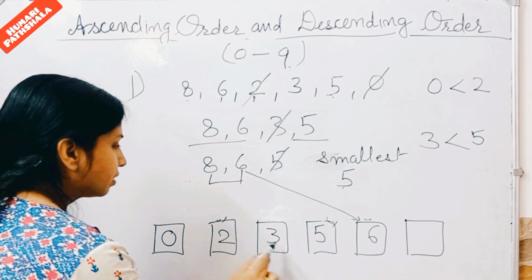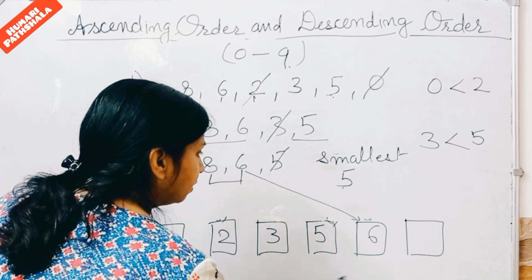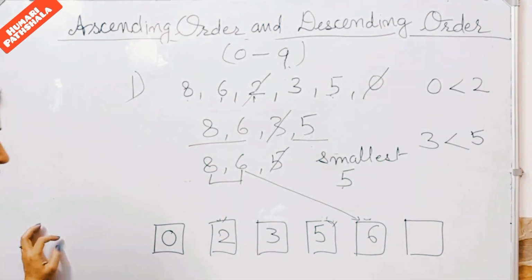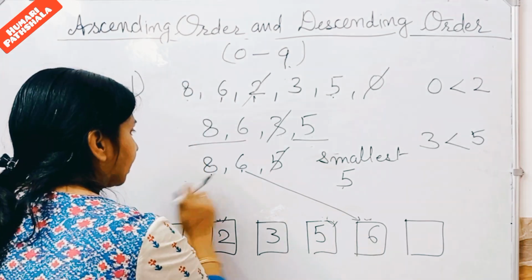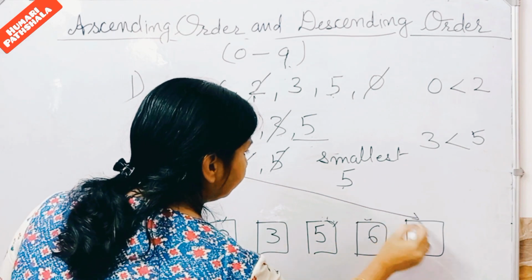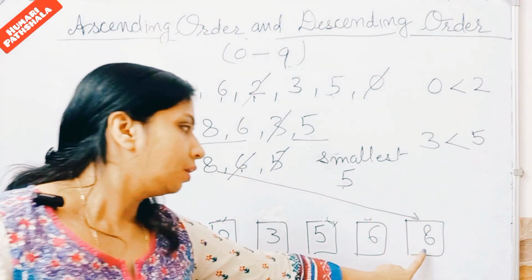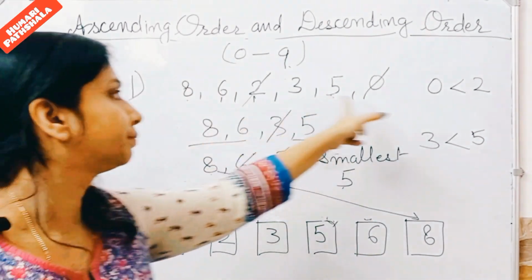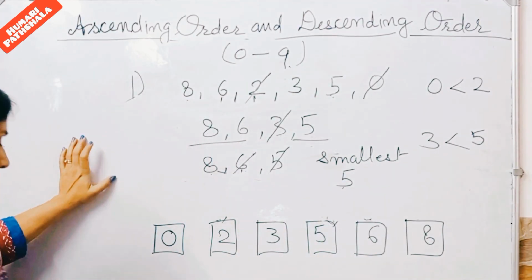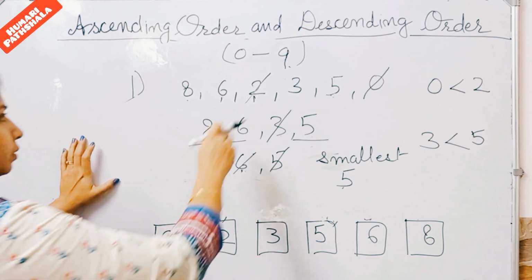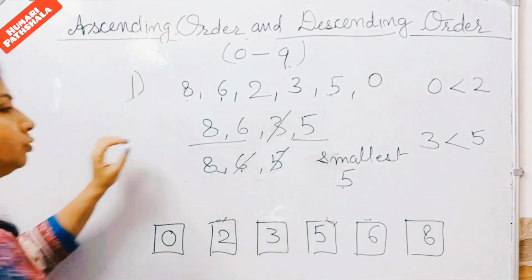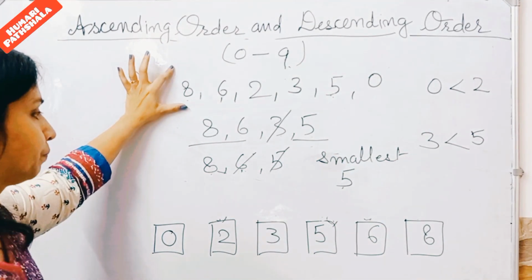2 is greater than 0. 3 is greater than 2. 5 is greater than 3. 6 is greater than 5. So it is already in increasing order. Now we have written 6. Cancel 6. The left out number will be 8. Write down 8 here. 8 is the greatest number in this group. Okay, so we have arranged this group in ascending order.